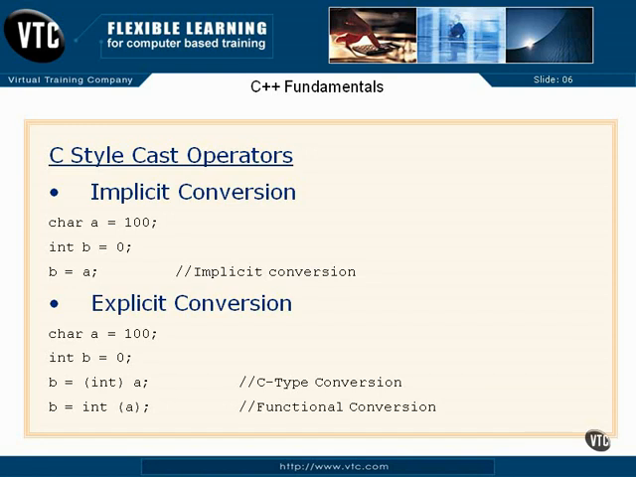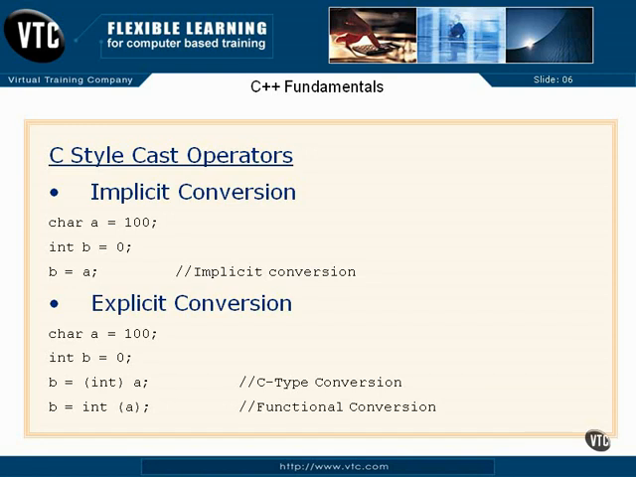We have two kinds of basic conversion. We have an implied or implicit conversion, and there you see we have a character A equals 100 and B is an integer, is equal to 0, and B equals A. A will be promoted, a number of bytes will be bit extended to the left to get character A to fill out the multiple bytes of an integer B. So that's an implied conversion that the compiler and the language will take care of for us.